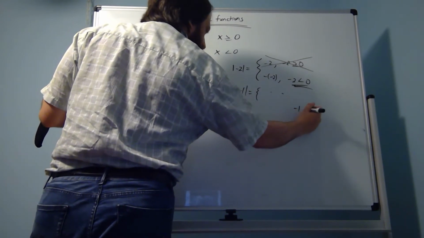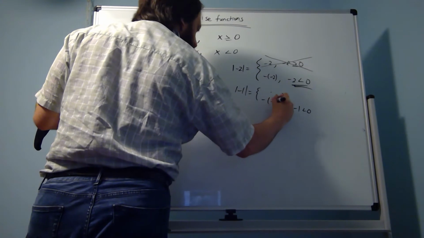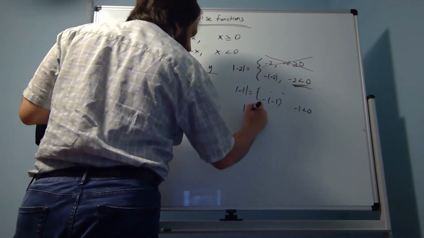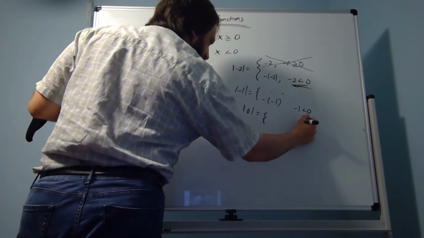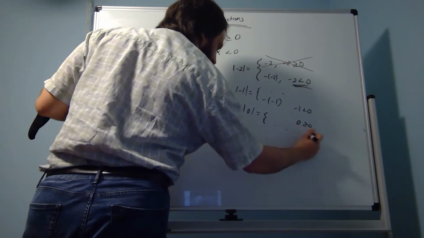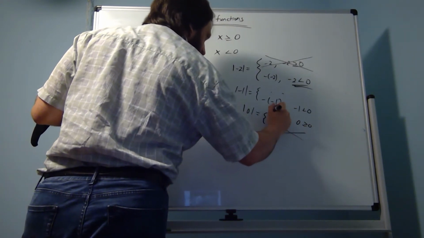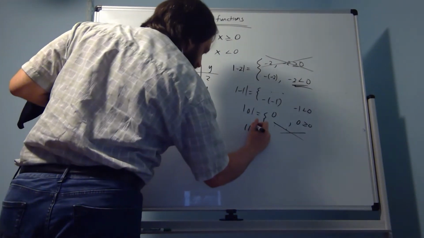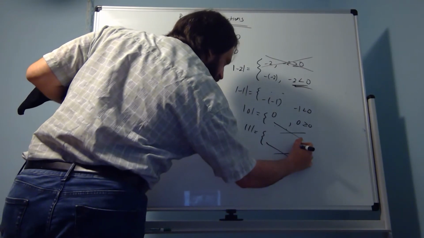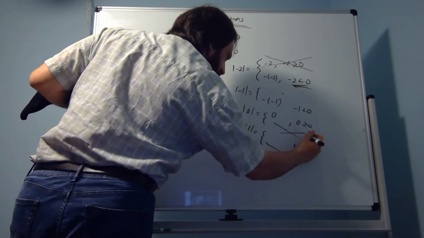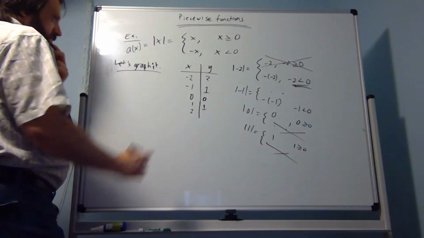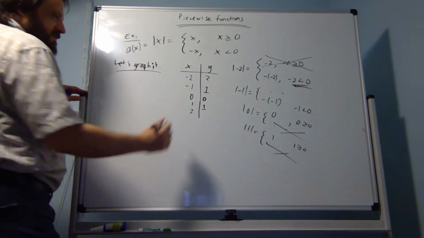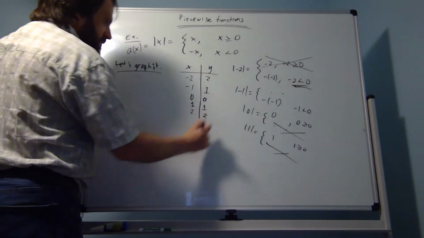Absolute value of -1 is, we're in case number 2, so we get +1. Same idea. Absolute value of 0 equals, well, now we're in case number 1. So 0 is greater than or equal to 0, so we just get 0. Absolute value of 1: 1 is greater than or equal to 0, so we do the first one. So if 1 is bigger than or equal to 0, then the function gives you 1, and same thing with 2.